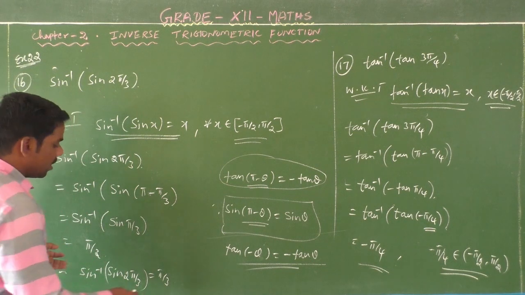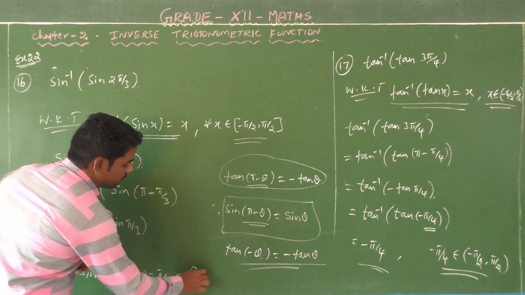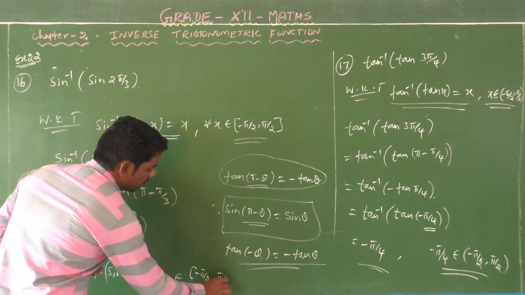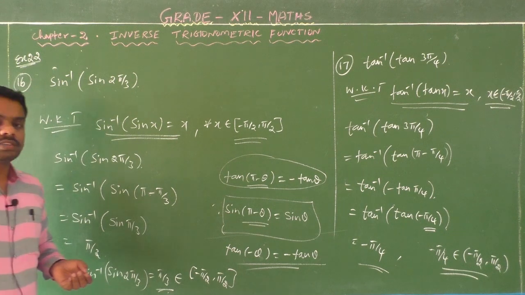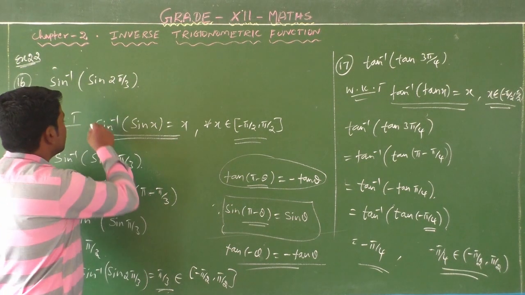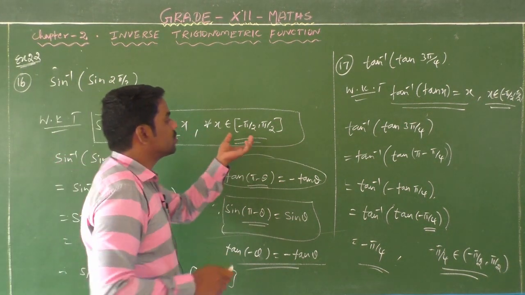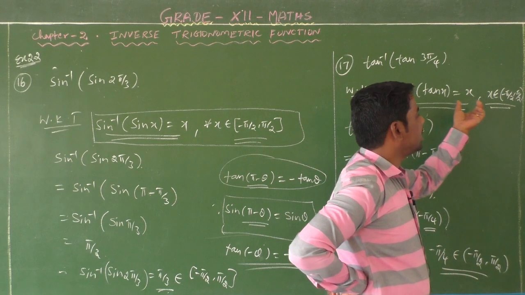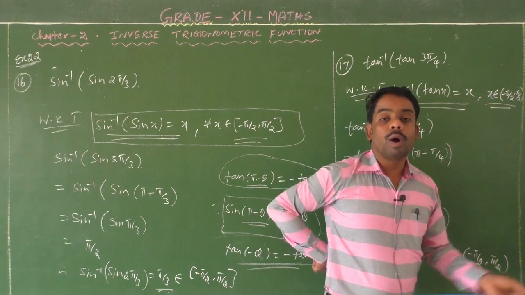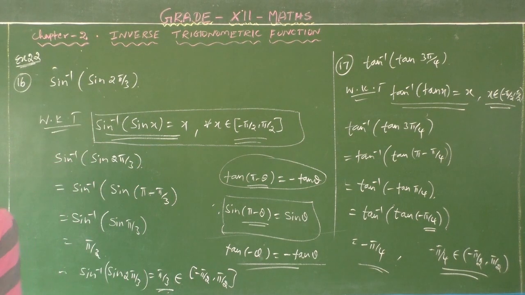And also here, pi by 3 belongs to the closed interval of minus pi by 2 comma plus pi by 2. So this is the answer. Okay, very simple question. Very important: you know this formula, sine inverse of sine x equals x when x belongs to the closed interval of minus pi by 2 comma plus pi by 2, and tan inverse of tan x is equal to x when x belongs to the open interval minus pi by 2 comma plus pi by 2. Okay, right.